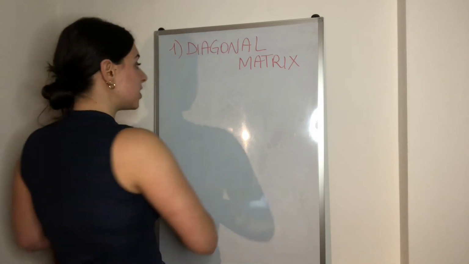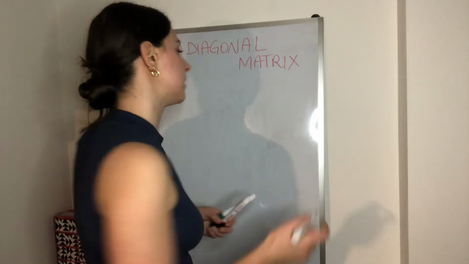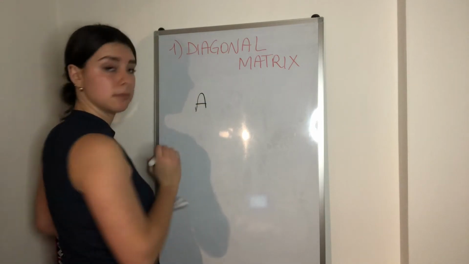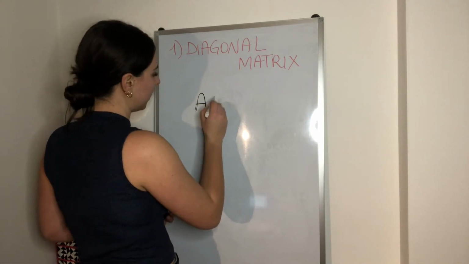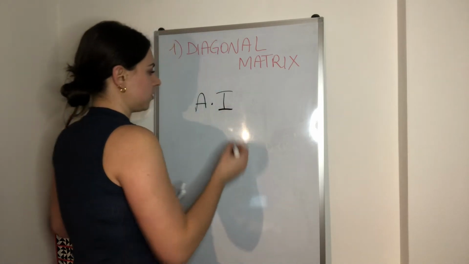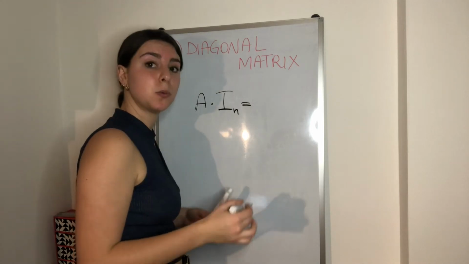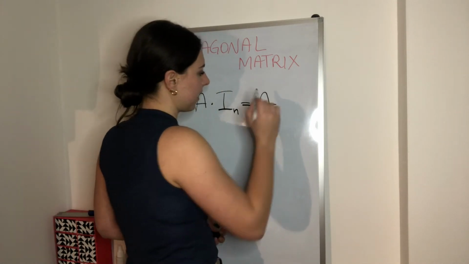The rule I'm going to talk about is this one. Any matrix A, when multiplied by an identity matrix, the solution will be A.